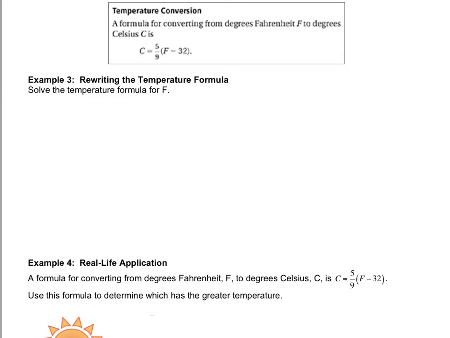So here we have another formula, the temperature conversion of converting Fahrenheit to Celsius. It's kind of a crazy looking formula, but it's a way to convert our Celsius from Fahrenheit. Okay? So first what we're asked to do is solve for F. So to solve for F, now we've got a fraction involved that we've got to figure out how to deal with.